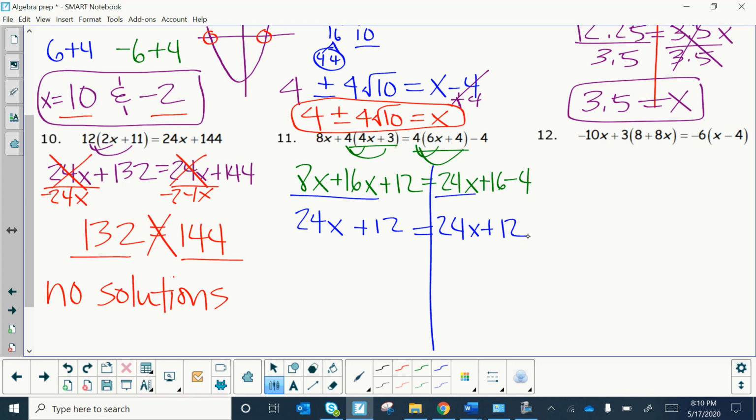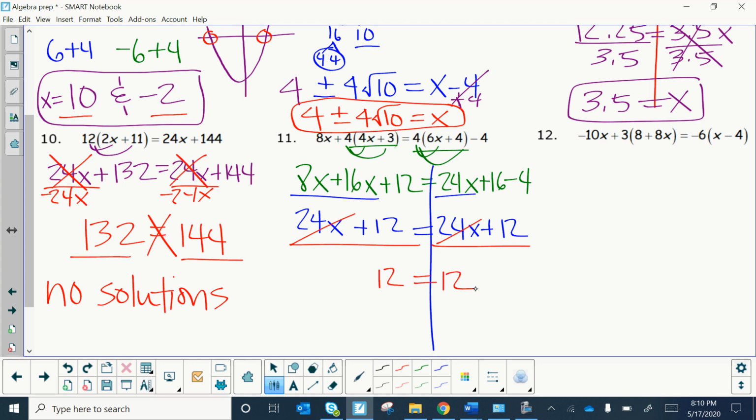Now check out this sentence right here. Okay, I have 24x plus 12 equals 24x plus 12. Is that a true statement? It is, and you can carry on or you can actually stop right there, okay? What you can do is you can cancel out, oh, these cancel out, and then you have 12 equals 12. Well, that's true. 12 is equal to 12.